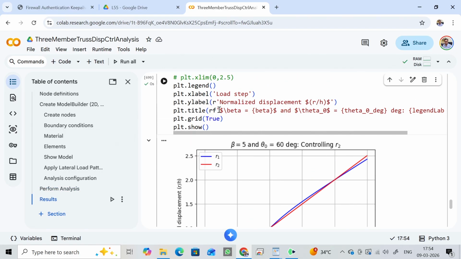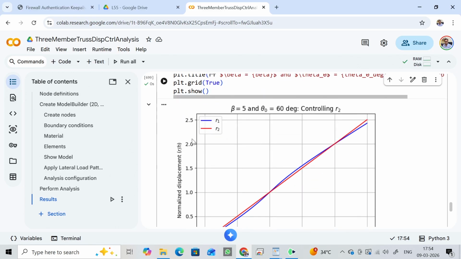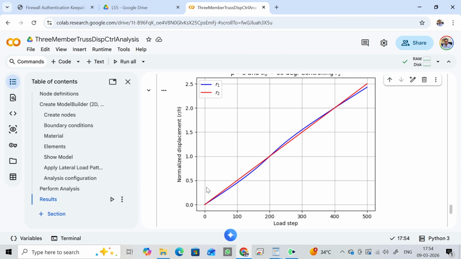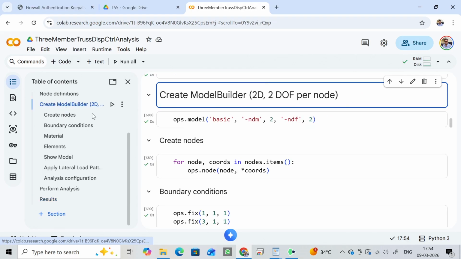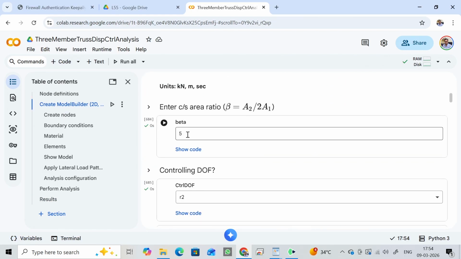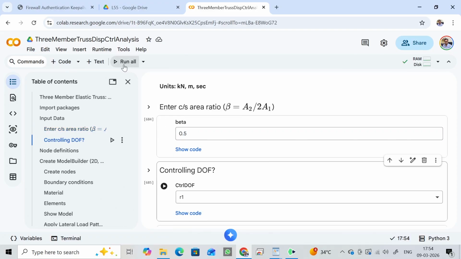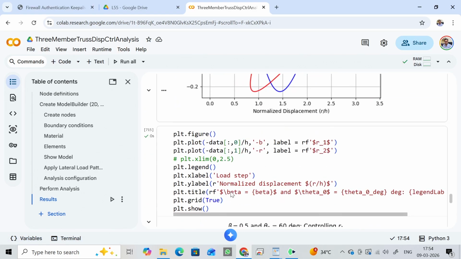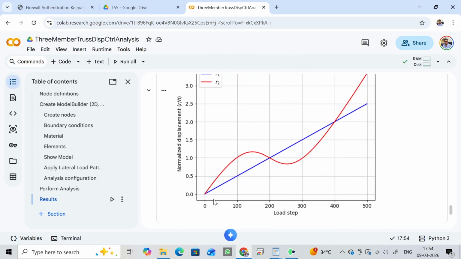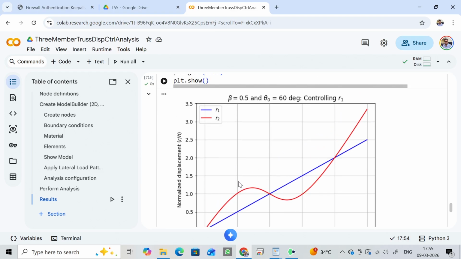So, I am also plotting the normalized displacement R by H for both R1 and R2. In this case, both are increasing monotonically, so no problem. But the moment you change the beta, then you will see, if I do 0.5 and control R1, okay, rerun it and show you the result, you see that R1 is increasing monotonically, the blue, but R2 is not increasing monotonically. It was increasing and then there is a reduction and then again increasing. So, therefore, if you control R2, you will have that snapback kind of problem, okay.